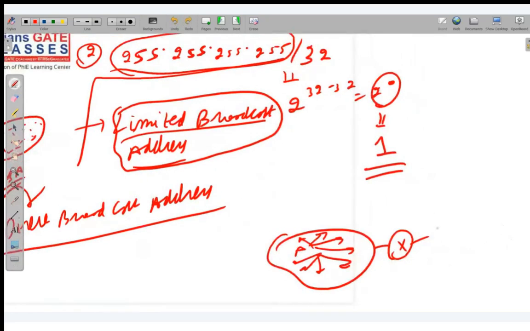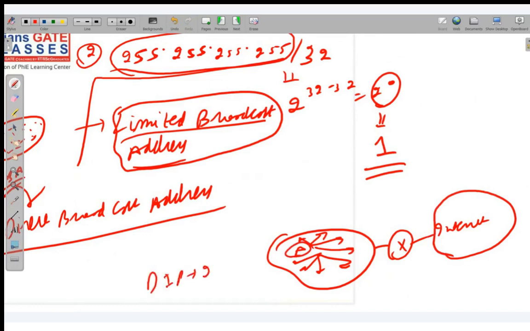This is your entire internet, big, and this router is connecting your LAN to this internet. Now computer A has specified the destination IP address as all ones. All ones means 255.255.255.255. If the destination IP address is all ones, then all the computers in your LAN will receive the packet. But the moment it reaches the router, the router will drop the packet.